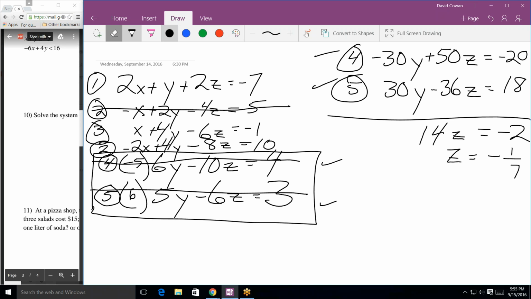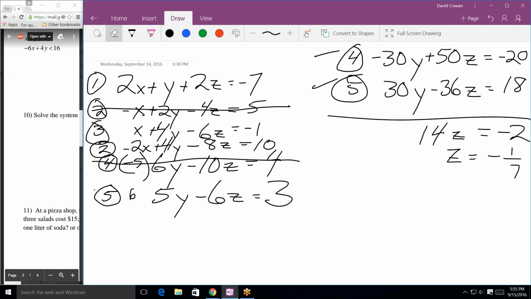Number 5? Yeah, so let's erase the line that I drew through it. Erase that, multiplying each side by 6. And plug in z equals minus 1/7. Wow, that seems a little strange to me. That's an odd answer. Let me make sure here. I didn't make an arithmetic mistake. No, that looks right.